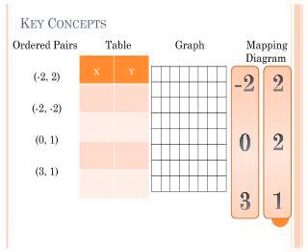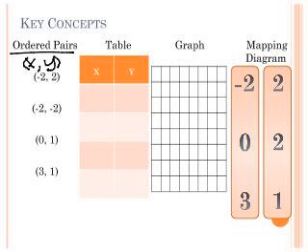Now, we first take a look at ordered pairs. When we're looking at ordered pairs, the thing to keep in mind is that we'll always have that x variable or value, the input value, on the left, and the y variable or the output value on the right.